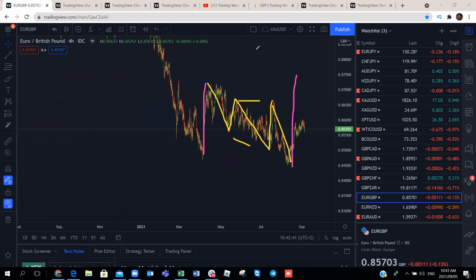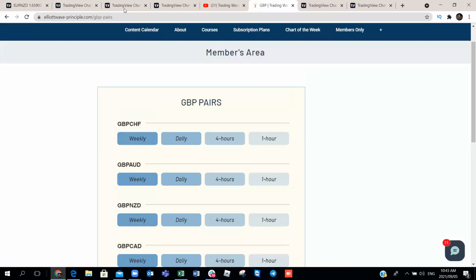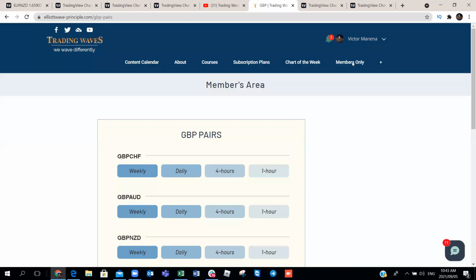Okay, right, so we've got this one here. If you look at this here, we've made an impulsive move. We look like we are making a flat correction here. This flat correction should result in another leg to the upside. That's Euro pound, Euro New Zealand. You've seen this one during trade recaps where we picked the top here. Let's go to the Euro pairs.